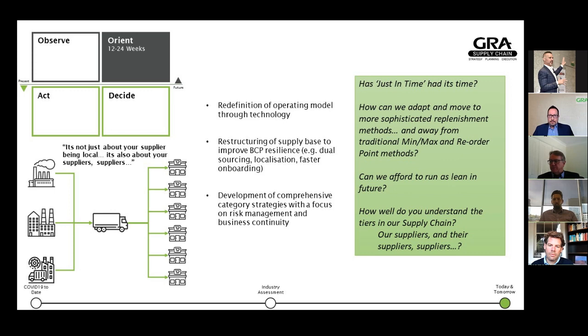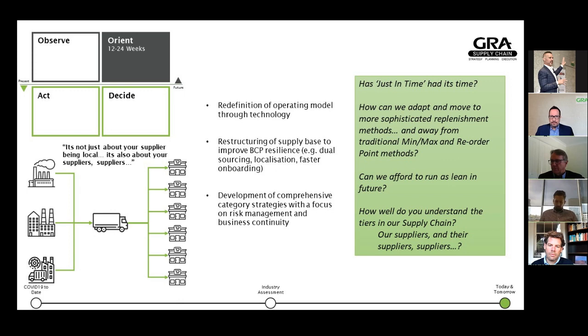Has just-in-time had its time? Can we adapt and move to more sophisticated replenishment methods, away from min-max and reorder point methods, which, as boring as that may sound at one level, aren't particularly flexible and adaptive when it comes to rapid changes and situations where we don't have stable or regular demand. Can we afford to run as lean in the future? And how well do we understand the tiers in our supply chain, our suppliers and their suppliers and their suppliers? So this question around scenario planning and supply chain resilience are two of the key things that are coming out of this.